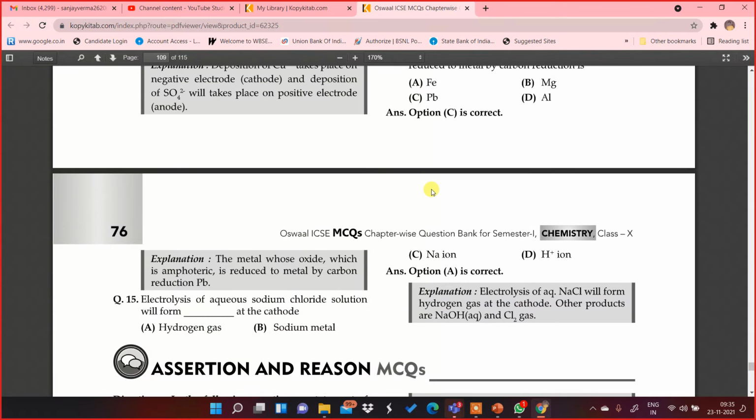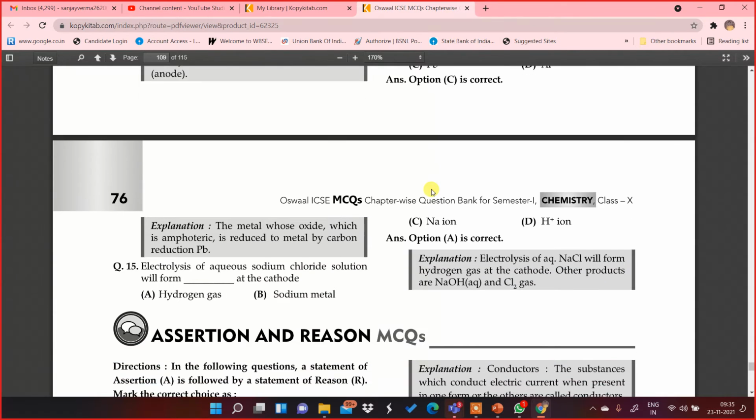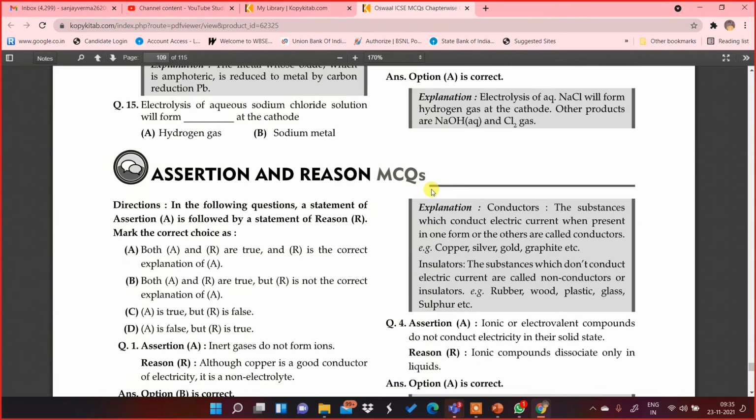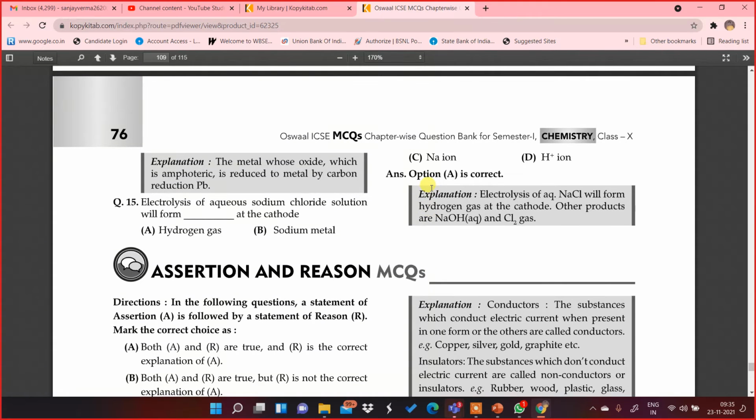Then question number 15. Have a look at question number 15. Electrolysis of aqueous sodium chloride solution. If you pass direct current electricity through aqueous sodium chloride solution, what will form at the cathode? Aqueous sodium chloride means a dilute solution of sodium chloride.